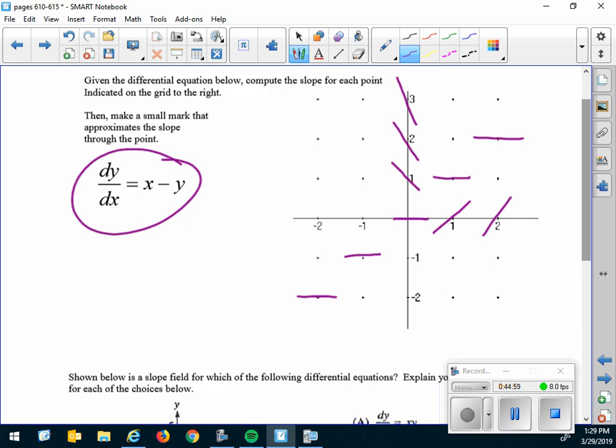Let's go to this point right here. What are the coordinates of that? 2, 1? 2, 1. 2 minus 1 is 1. What about right here? What about at 0, -1? 1. At 0, -2, it'll be 2.